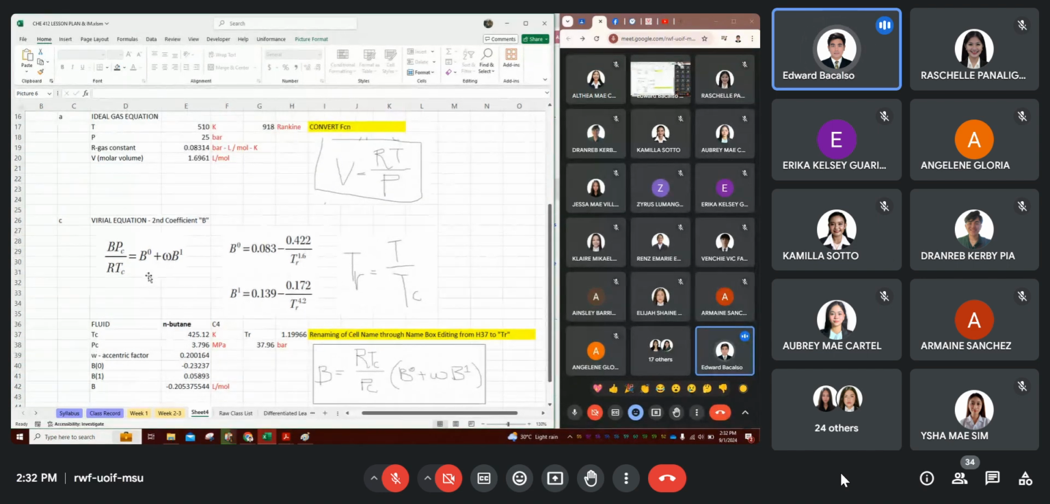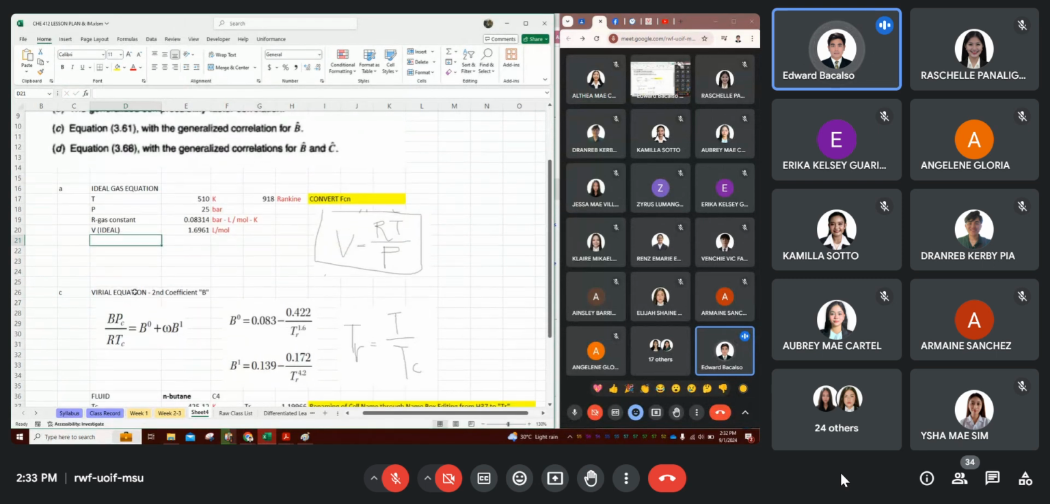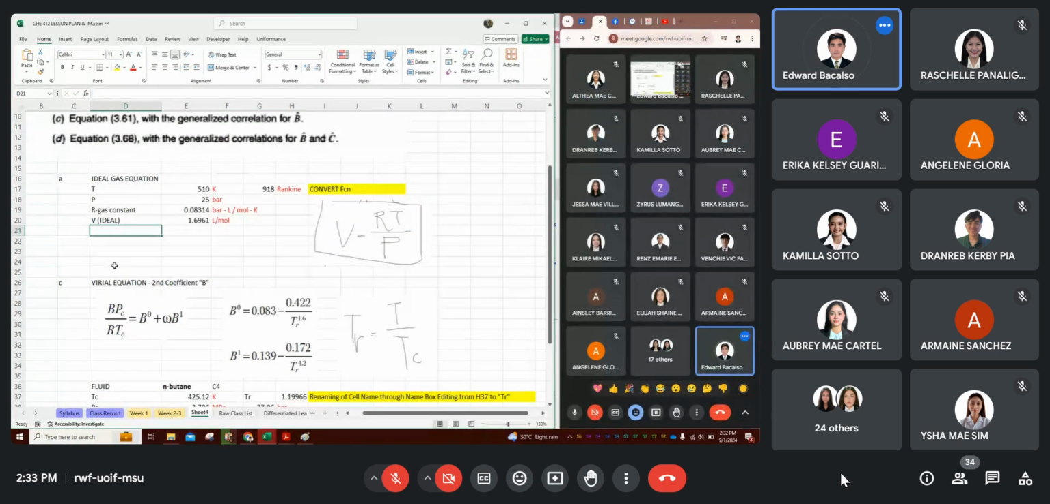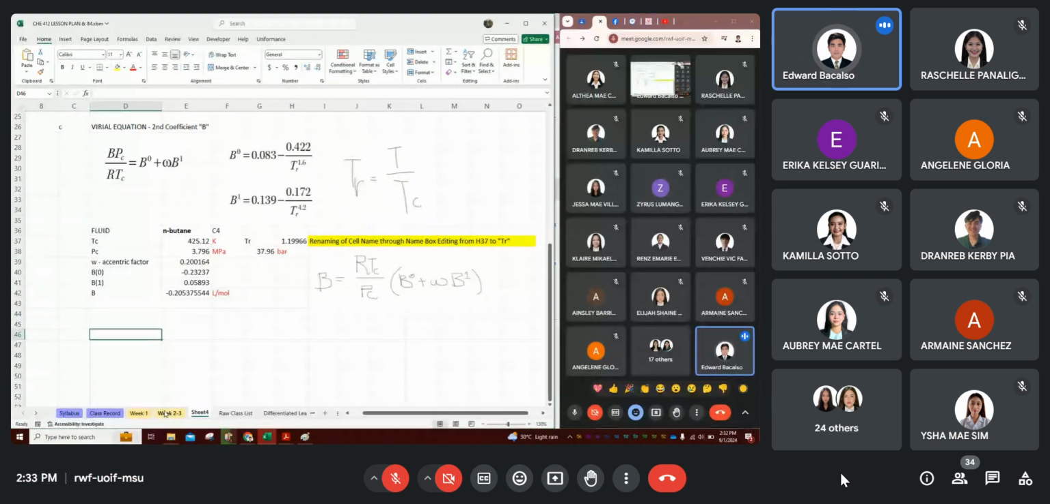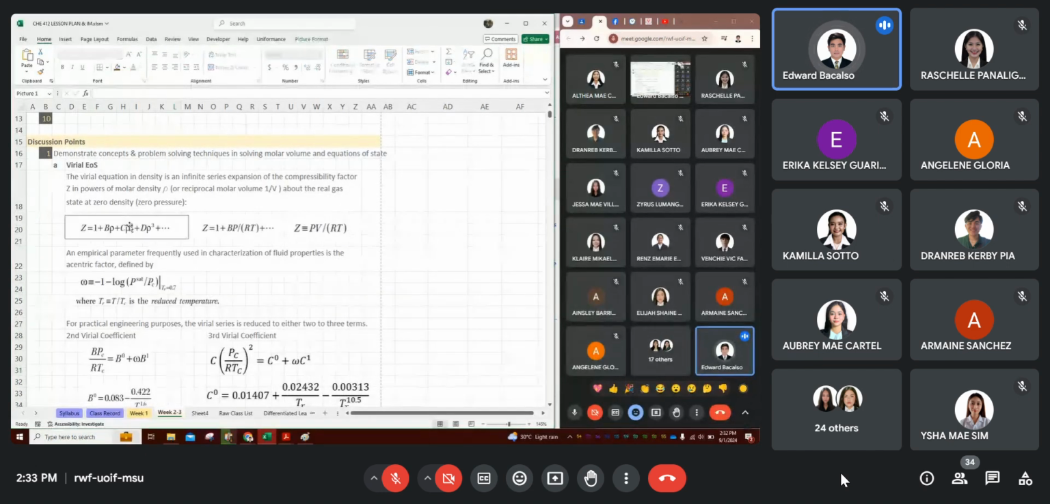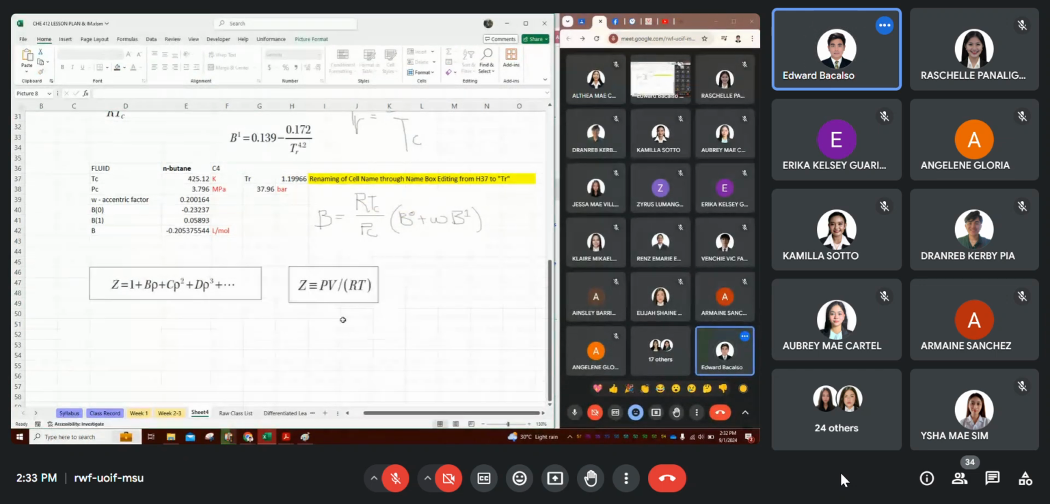So, kanina, nag-compute nga tayo ng ideal gas volume. So, this is V. Gawin natin to ideal. So, I need to compute on the real gas, no? Estimated real gas volume. So, with that, going back dun sa formula, anong definition ni Z? Ito lang siya. Okay.